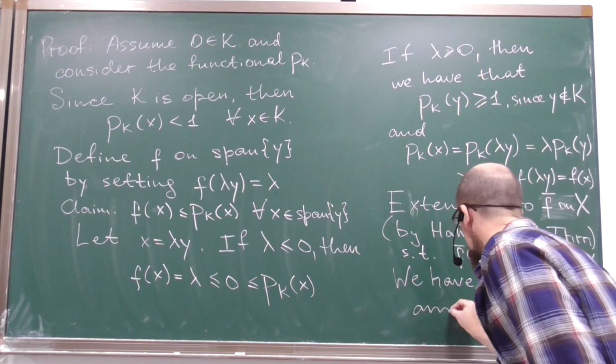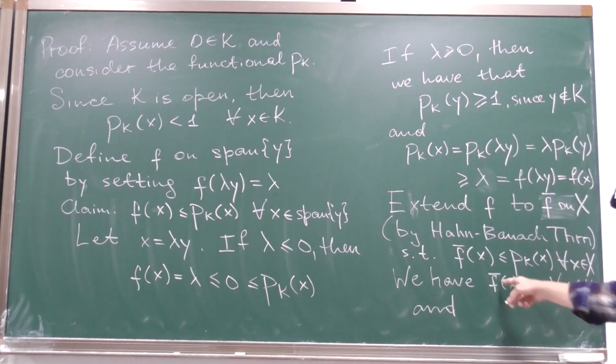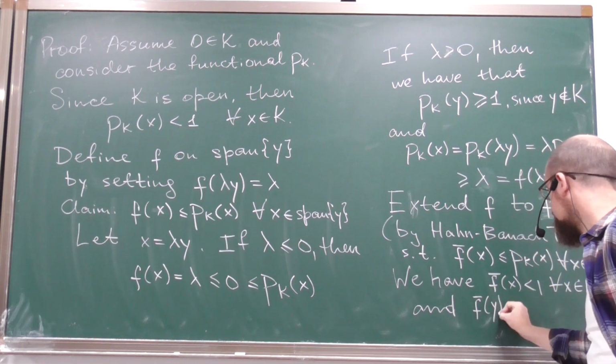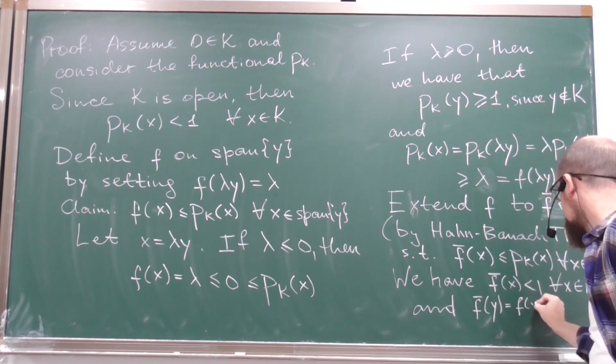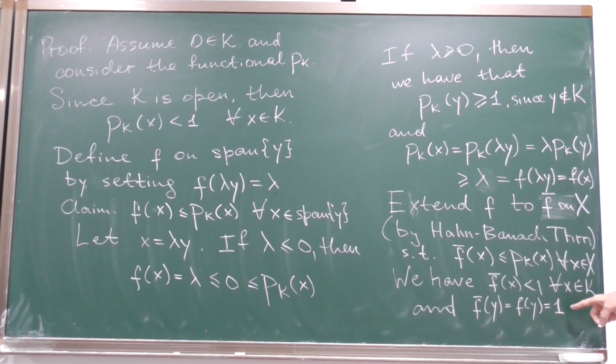But also, by definition of f bar, it coincides with f, so its value at y equals 1. So the value of f bar at the point is 1, and the value at any point from the set K is strictly less than 1, and we're done.